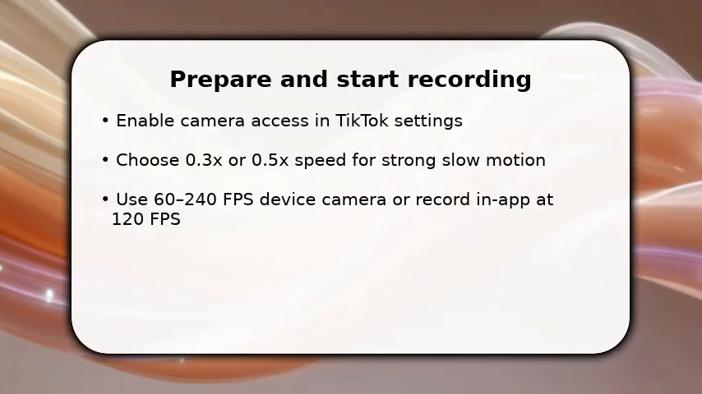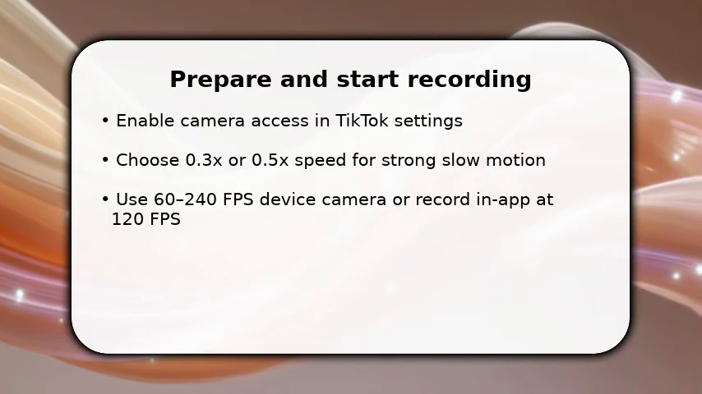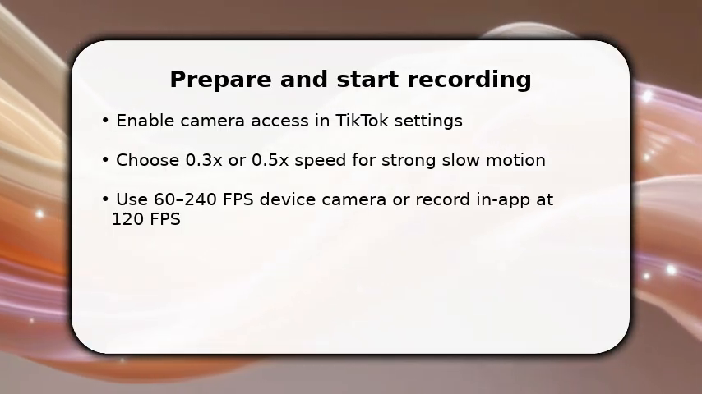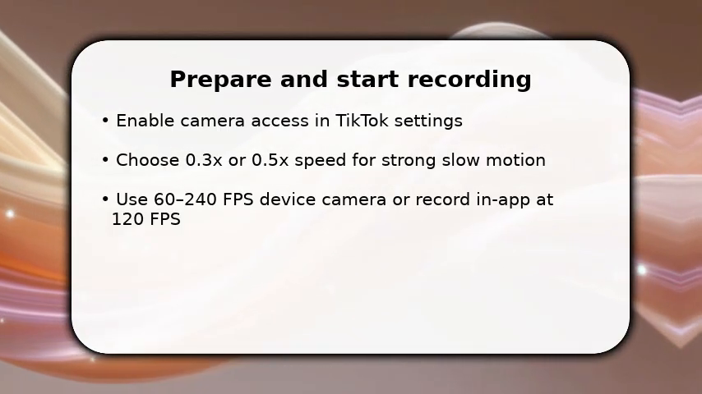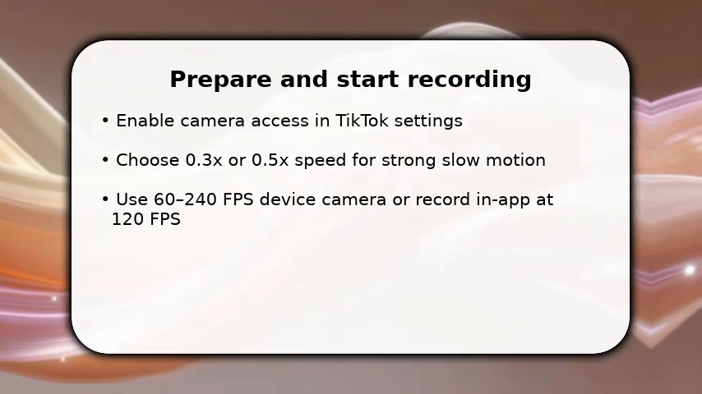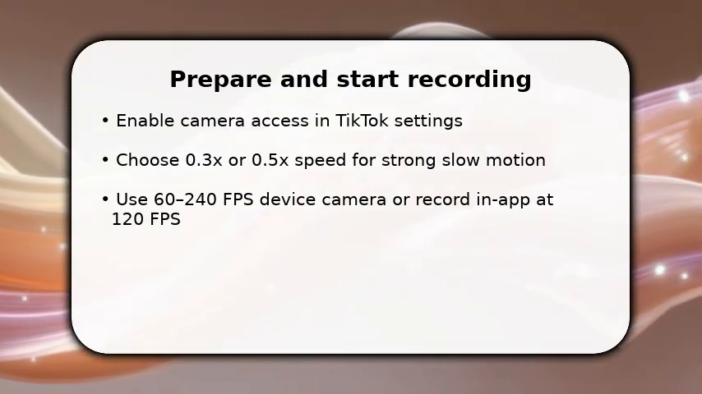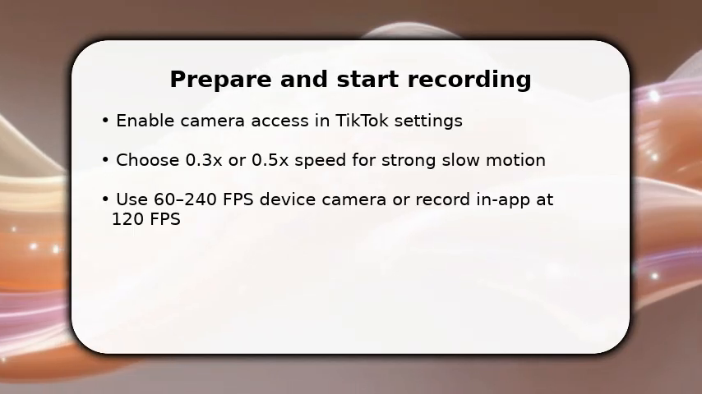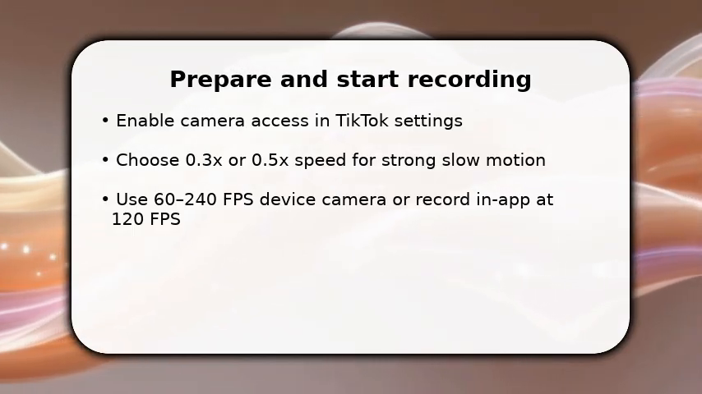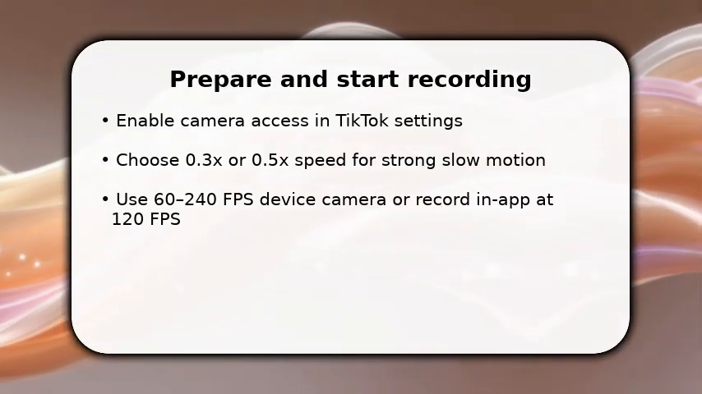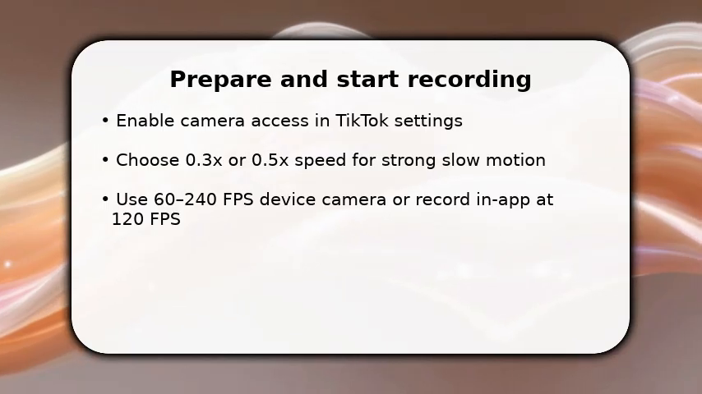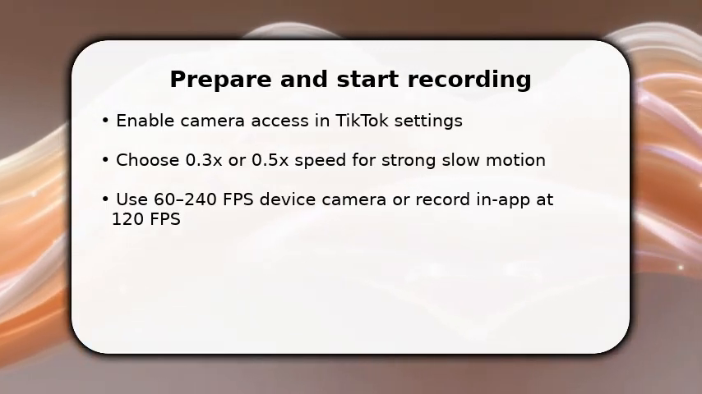You'll begin by confirming TikTok has camera access and that your phone supports higher frame rates. Open TikTok, tap plus, then switch to camera mode, choose the higher FPS option if available. Next, set recording speed to 0.5 or 0.3 for pronounced slow motion because lower speed values preserve motion smoothness. Once done, stabilize your phone and frame the shot.